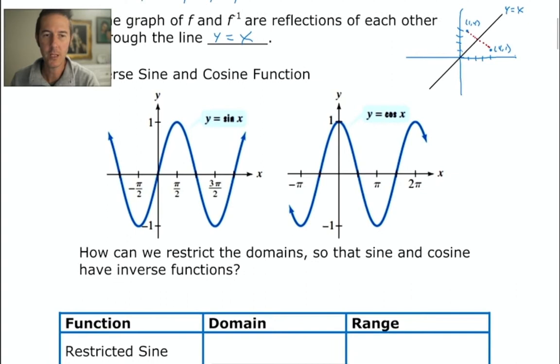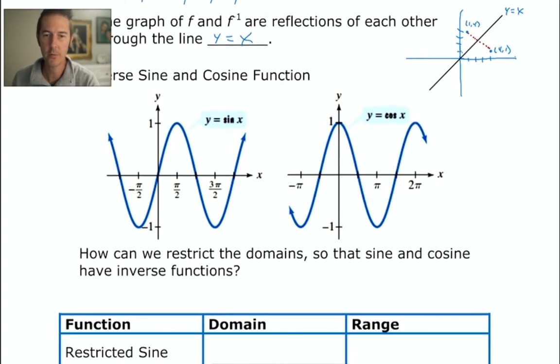What it says underneath those is how can we restrict the domains so that the sine and cosine functions have inverse functions. In other words, inverses that are functions. Inverse graphs that would pass the vertical line test. If you're familiar with the horizontal line test, you can look at these two graphs and see that they clearly fail the horizontal line test, which means these graphs would not have inverses that are functions.